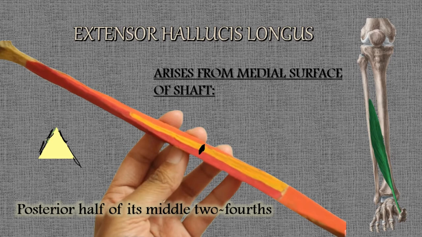So this anterior half is giving origin to the extensor digitorum longus. This posterior half, that is yellow over here, gives origin to the extensor hallucis longus. This highlighted in green is the extensor hallucis longus.